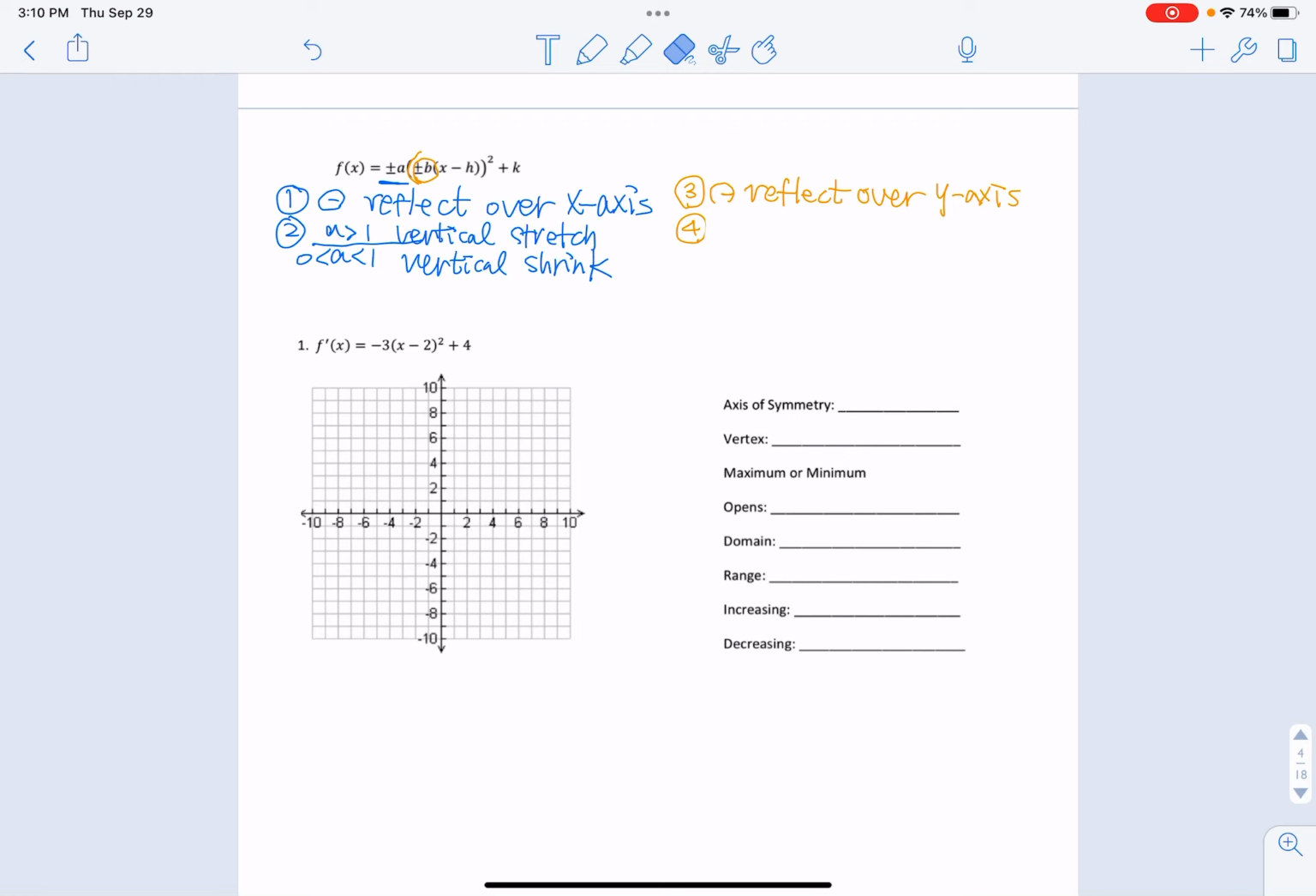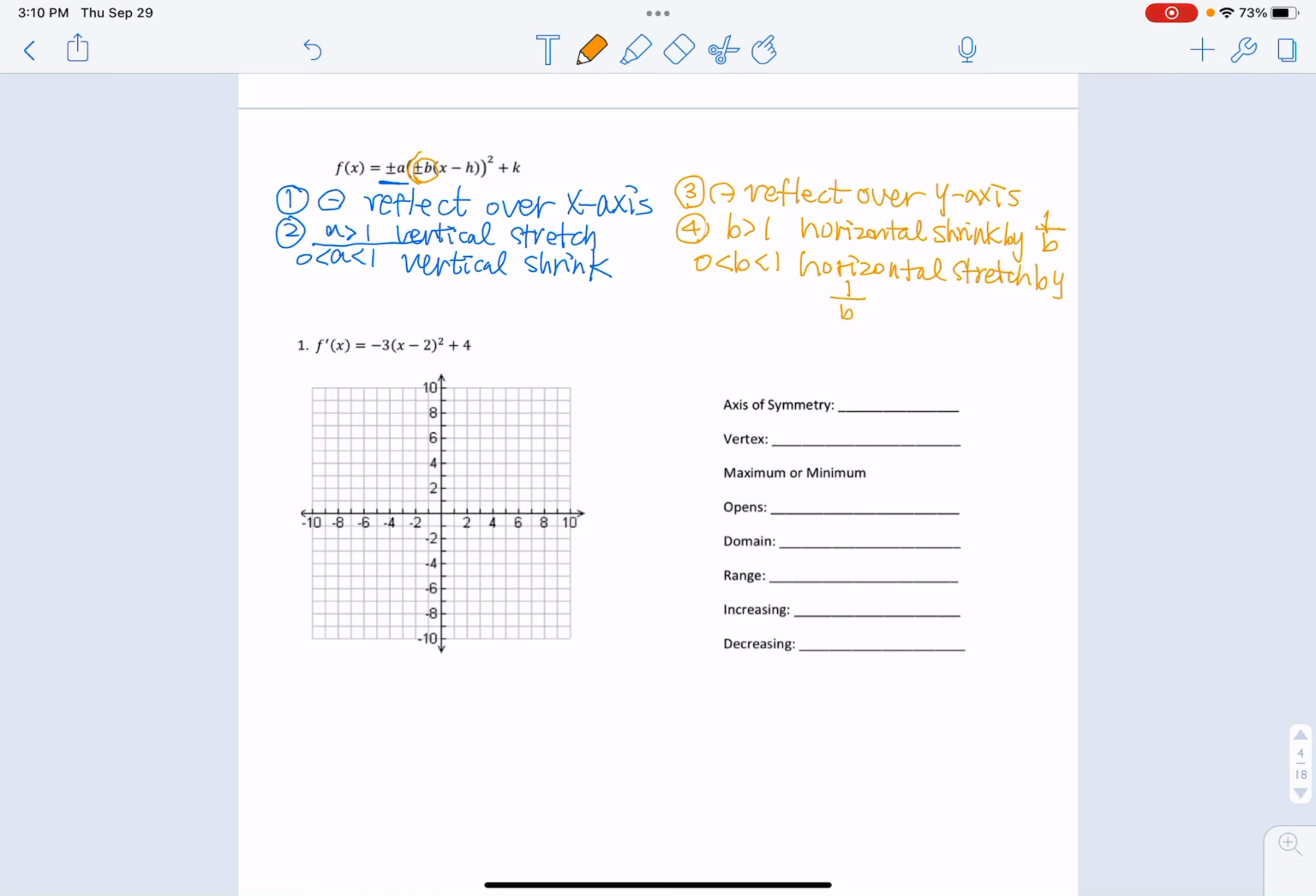If b is greater than 1, then it will be a horizontal shrink by 1 over b. And if b is less than 1 but greater than 0, for example b is 1/2, then it will be a horizontal stretch by 1 over b. Horizontal stretch by 2, that's what we say. So if b is less than 1, we say horizontal stretch by 1 over b.